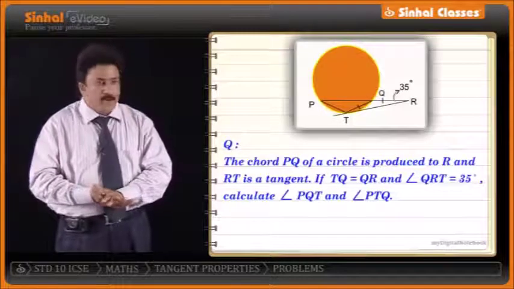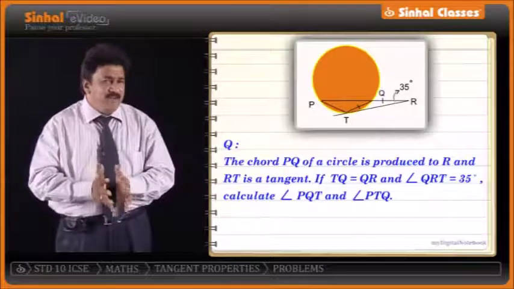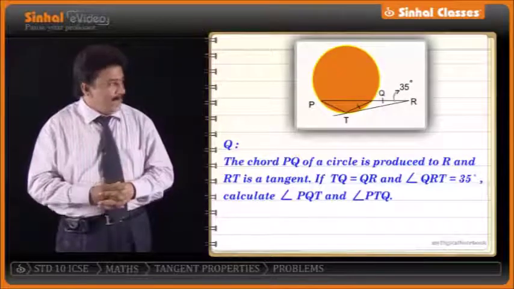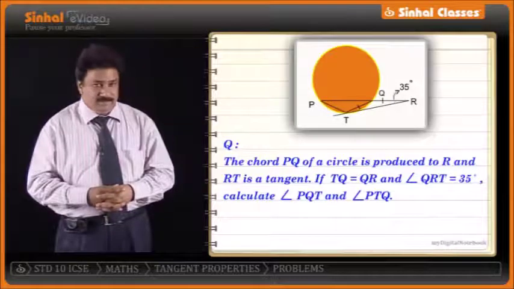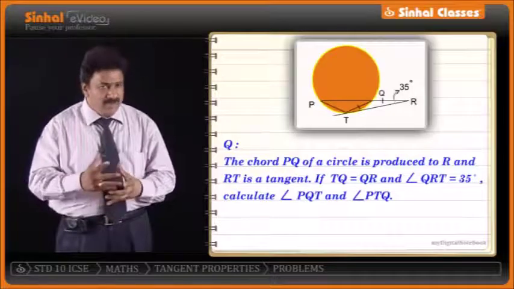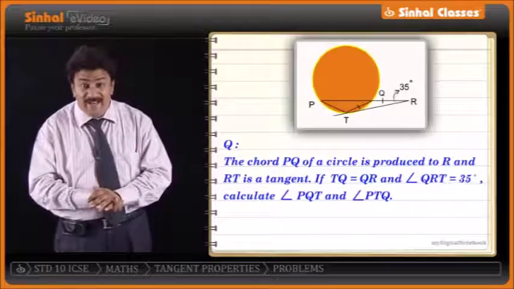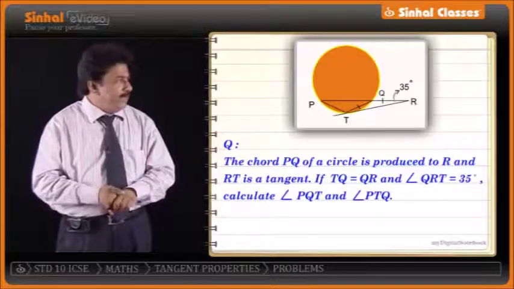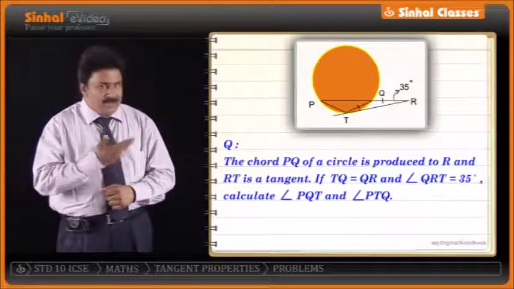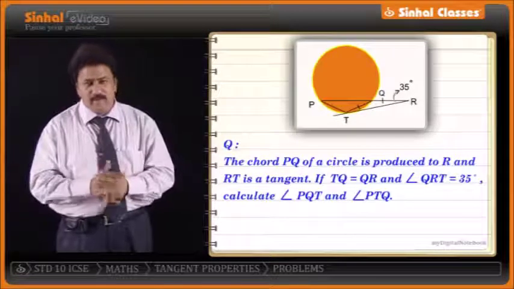If TQ is equal to QR, whenever two segments are given equal, that means it definitely forms an isosceles triangle. Let's check it out. I'm talking about triangle QTR. Yes, it forms an isosceles triangle. So definitely the base angles will be equal. Further, what is given? Angle QRT is 35 degree. Calculate angle PQT. Now where is PQT? Yes, you can see that angle over there. And angle PTQ. Okay, no problem.